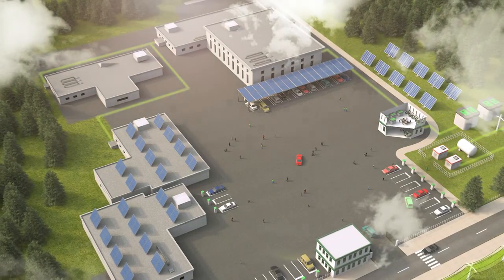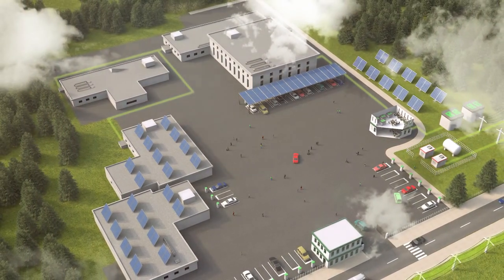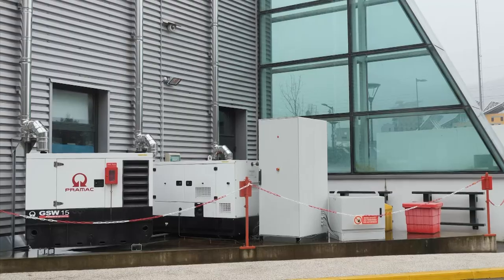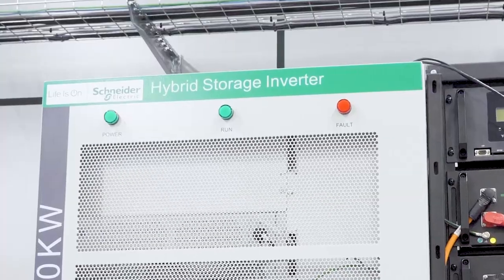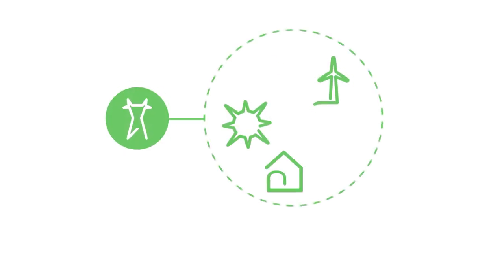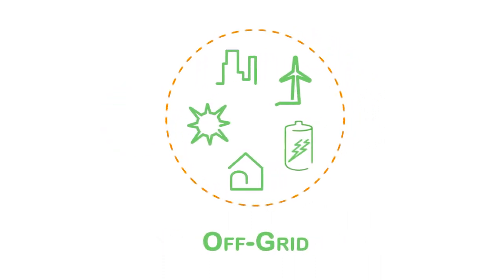The popularity of microgrids is growing along with the increasing integration of distributed energy resources. Microgrids can help support the main grid and can also increase the self-consumption of electricity generated on-site. Schneider Electric has developed different solutions to control microgrids in both grid-connected and off-grid modes.